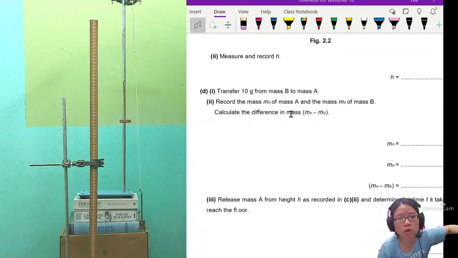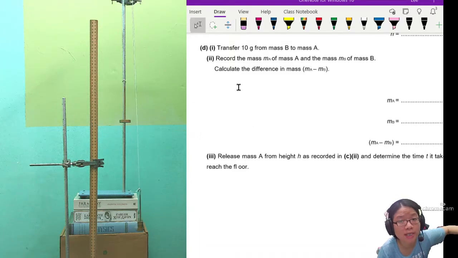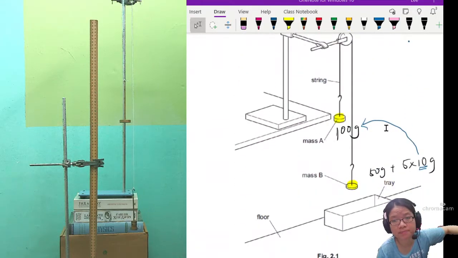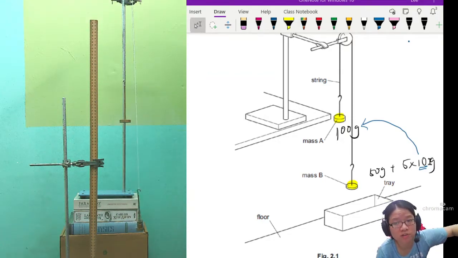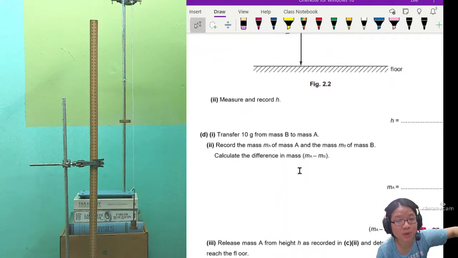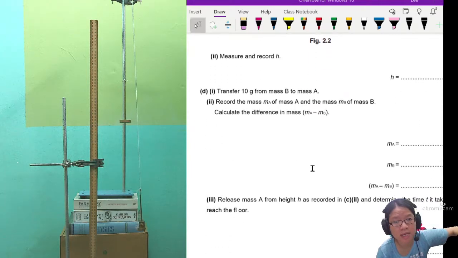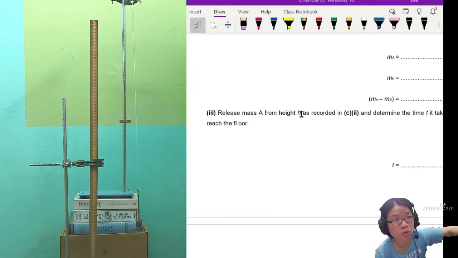So what do we need to do? Once we transfer the 10 gram, you will calculate the mass difference. So make sure you know what to write here. I have already announced very clearly the masses that we have. 600 gram, the base is 50, and you have 5 individual slots of 10 grams, okay? I'm going to take one of these 10 gram and transfer over to A. You should know what to write. What is MA and what is MB, okay? And then after that, I will release the mass A from the height H, the value of H that you recorded above. So I'm not going to move anything else already, okay?